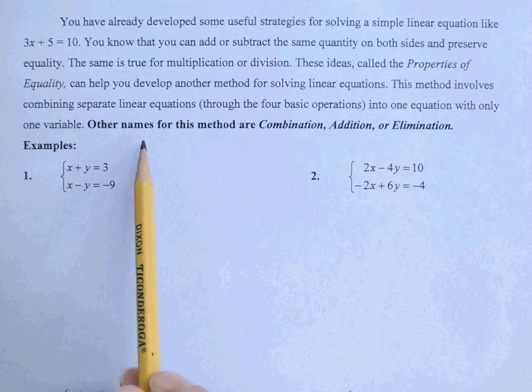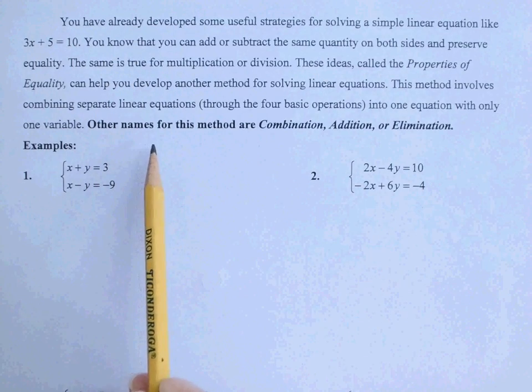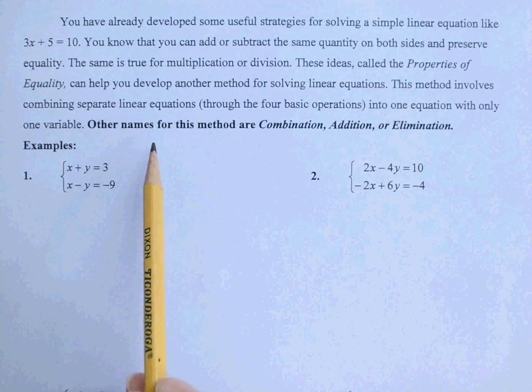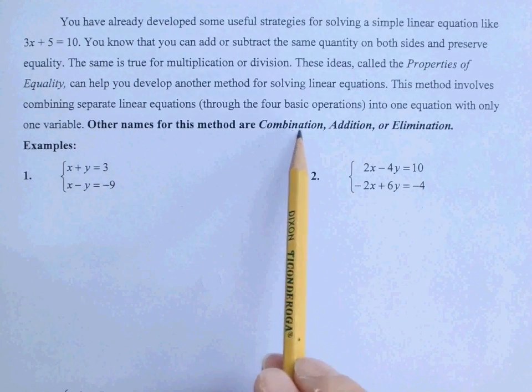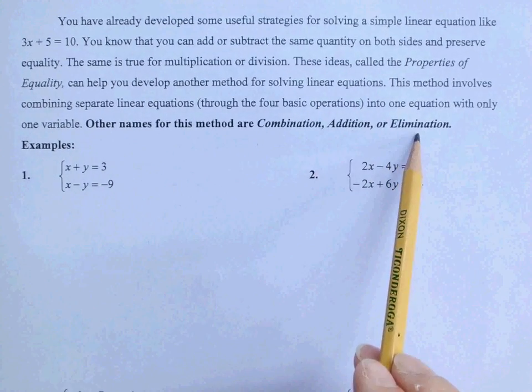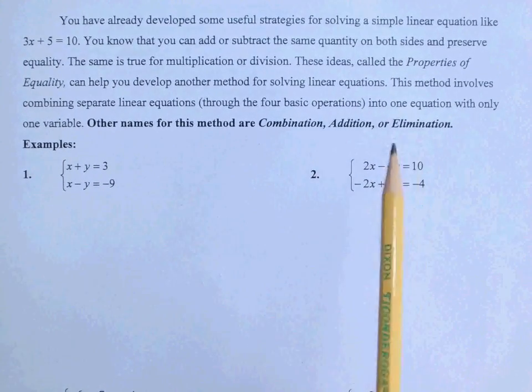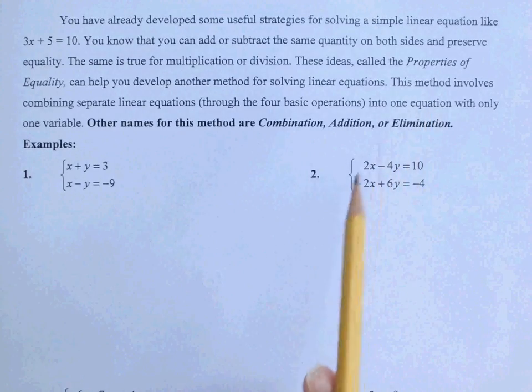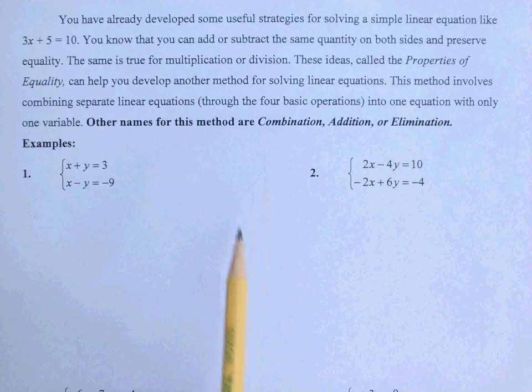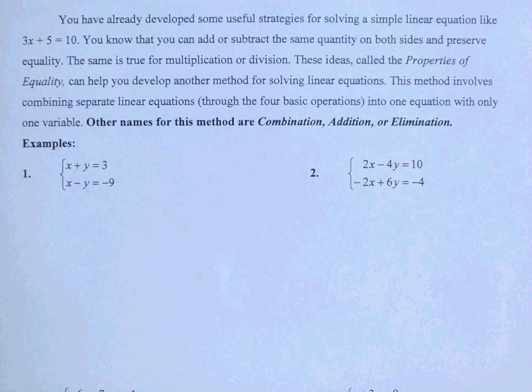There are lots of names for the elimination method, and I want to cover all the names so you're not confused. They're called combination, addition, or I call it elimination, and that is probably the more common of the two. It used to be called the combination method, but that seems to have been phased out. Anyway, our goal is to be using some of our basic operations.